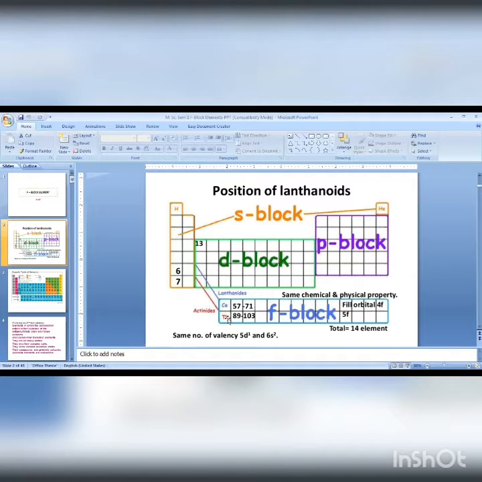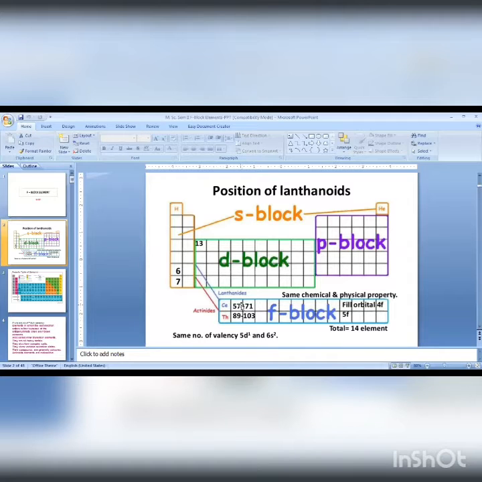The second series is known as the actinide series, which starts with atomic number 89, that is actinium, and ends with lawrencium, atomic number 103. The series named the lanthanide series is characterized by the occupancy of the 4f orbital, while in the series named the actinide series, the 5f orbital is being filled, because the new or incoming electron preferentially enters into the 4f or 5f orbital.